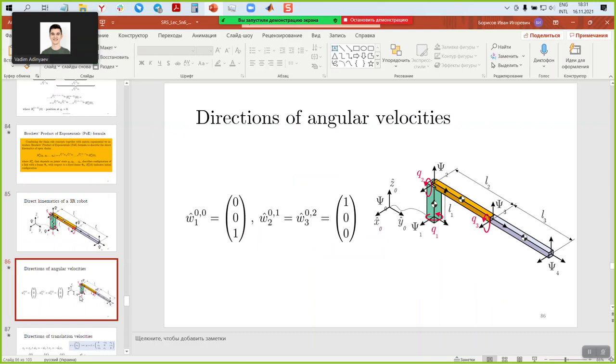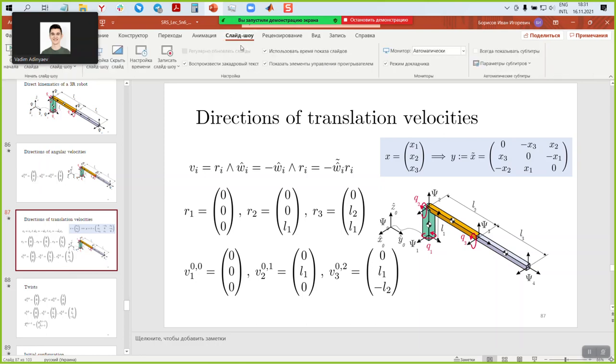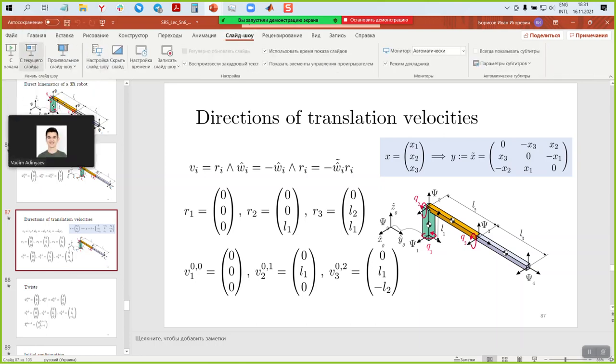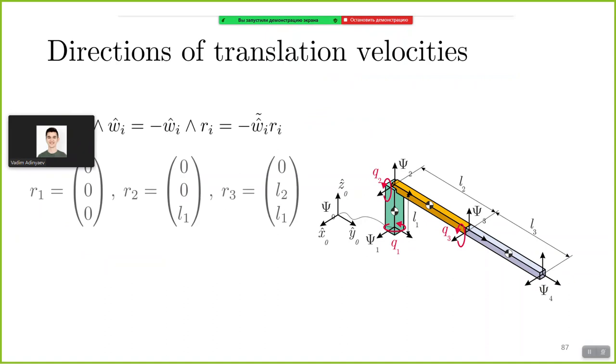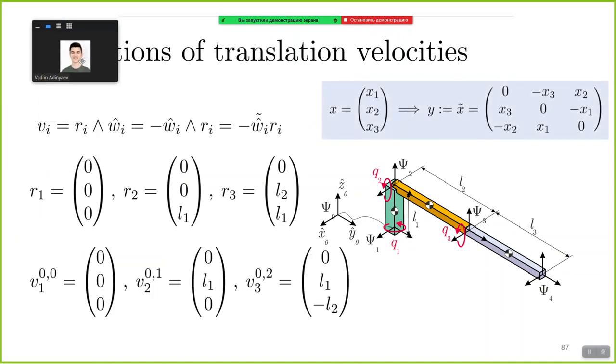No. You remember the radius vector? With the radius vector, yes. The question is, when we, for example, consider R2, why do we consider the left tip of the linkage, but not the center one and not the right one? Here is a position of joints.